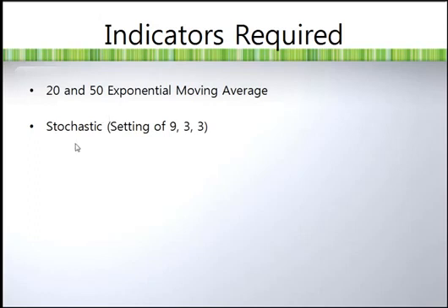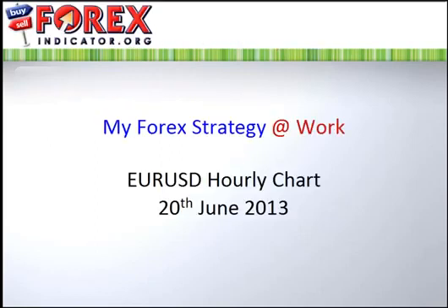The next indicator you need is the stochastic indicator with a setting of 933. Your default setting should be 533, so you need to adjust this setting of the stochastic to 933 so that this strategy works better. Let me go to one of the examples to show you how it works. On this euro dollar hourly chart, 20th of June 2013, let's take a look at it.